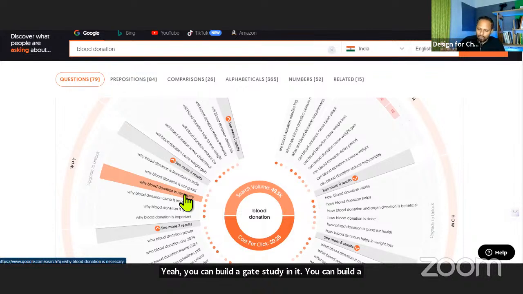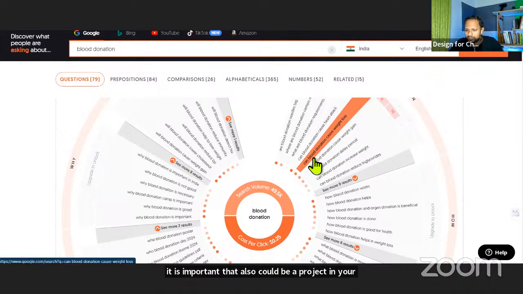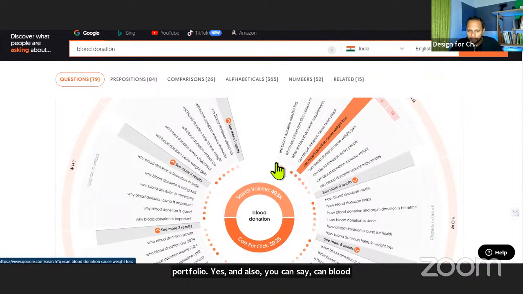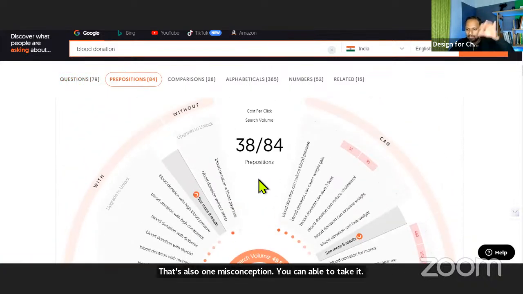That also could be a project in your portfolio. Yes. And also you can ask, can blood donation cause weight loss? That's also one misconception. You can take it. So these are all relatable searches which are happening every single day.